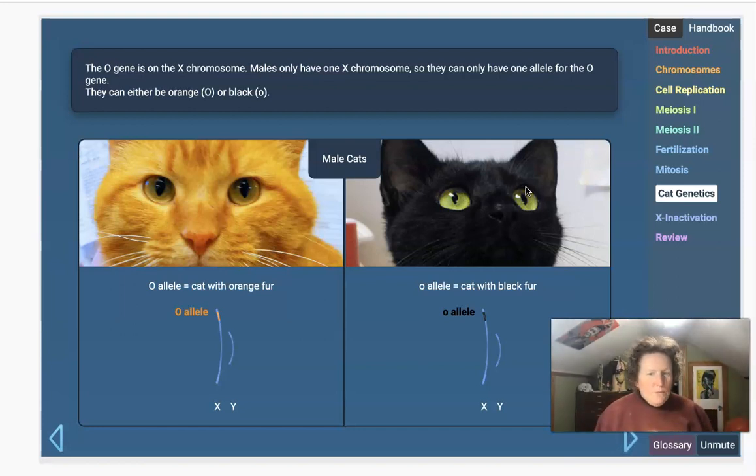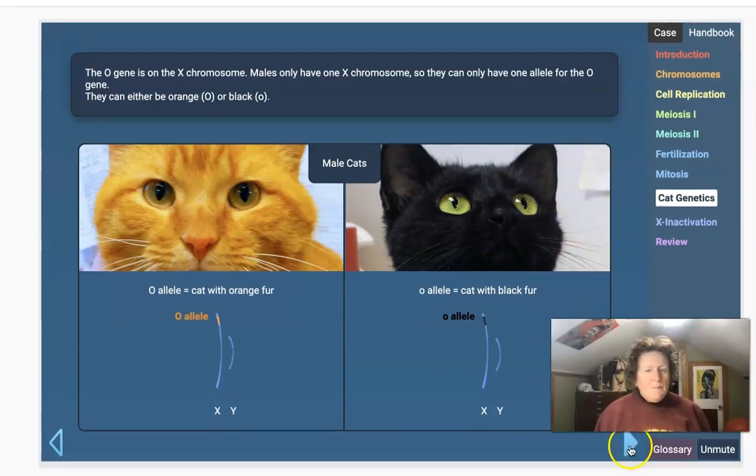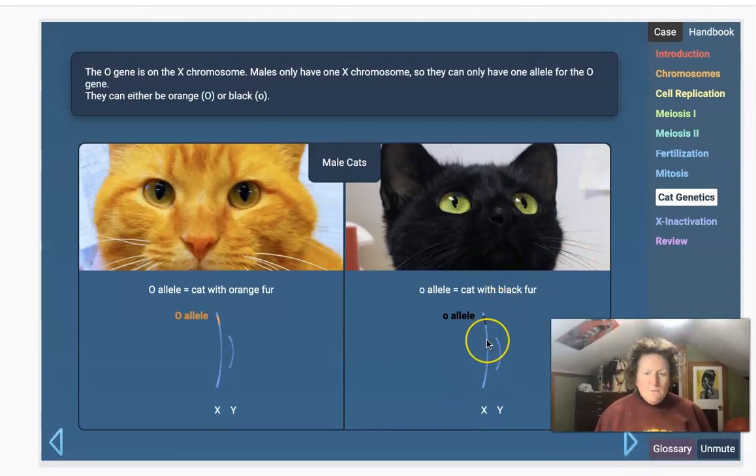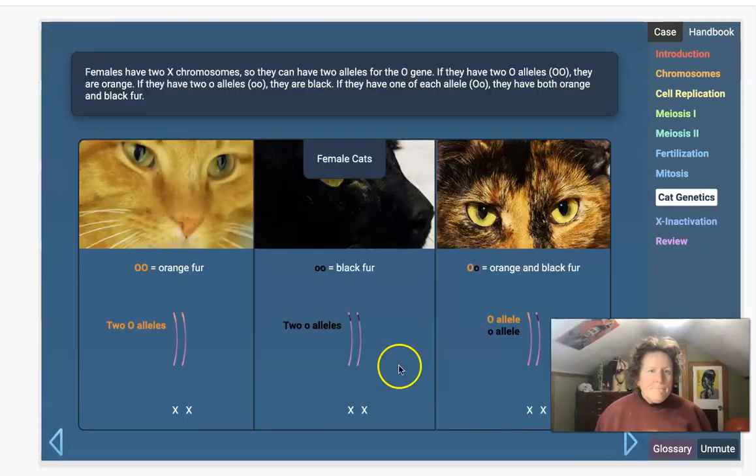They can't be both orange and black because they only get one X chromosome, and that gene for color is on the X chromosome. Females have two X chromosomes, so they can get two oranges, two blacks, or an orange and a black allele. Females can be orange and black because they have two X chromosomes. They can get two different alleles for the color gene.